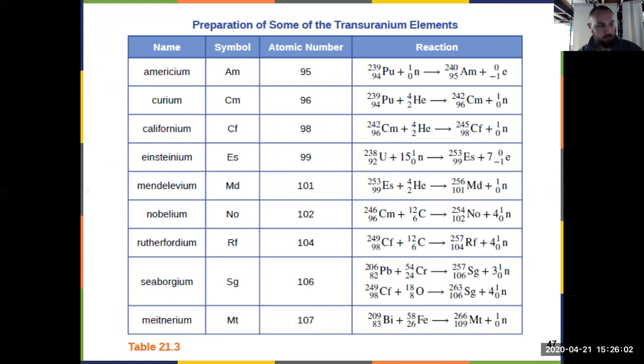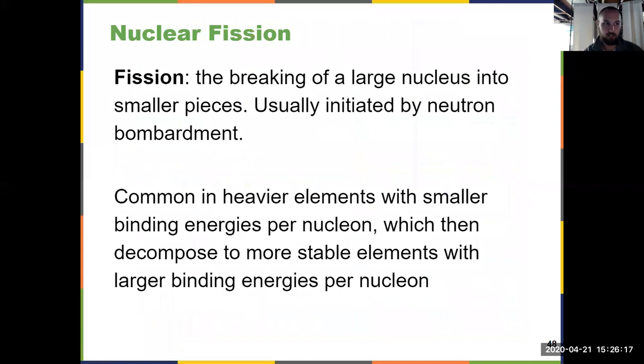But we have to be careful with these larger, heavier nuclei because they have lower binding energy per nucleon, which is something that we talked about in the first video. And that means that they're prone to falling apart via nuclear fission. Nuclear fission is the process of a large nucleus breaking apart into smaller pieces. And usually we see this be initiated by neutron bombardment. And the reason for this is these heavier elements, smaller binding energy, right? Less stuff holding it all together.